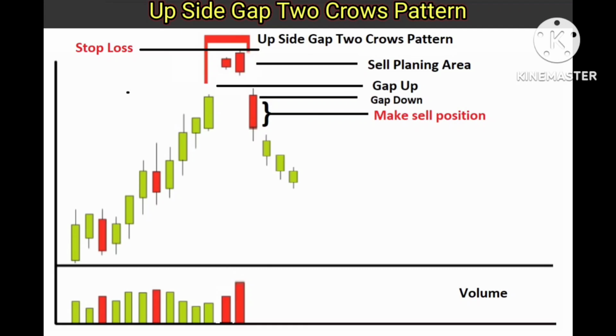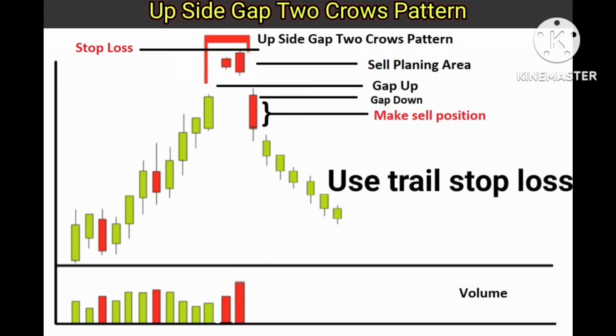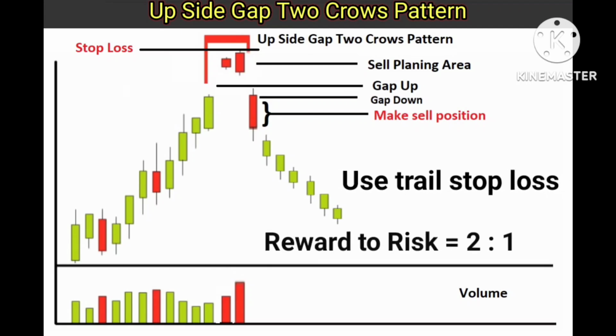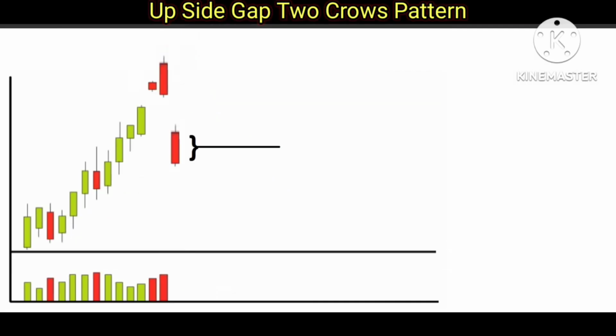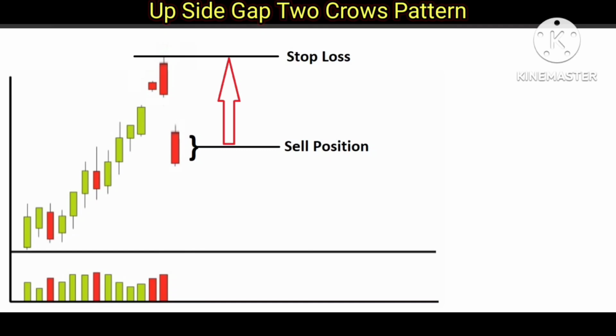As the price goes down, you can either book profit or use a trailing stop loss. The reward to risk ratio can be kept at 2:1. Make sure that your sell position candle and stop loss candle do not have much difference. Otherwise, your stop loss area would be big and you will have to put a big stop loss.